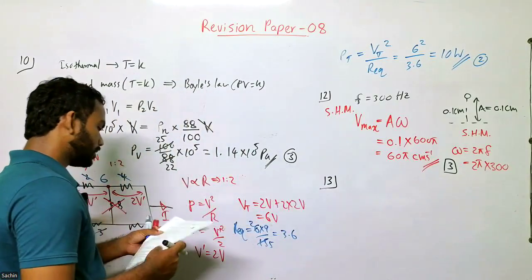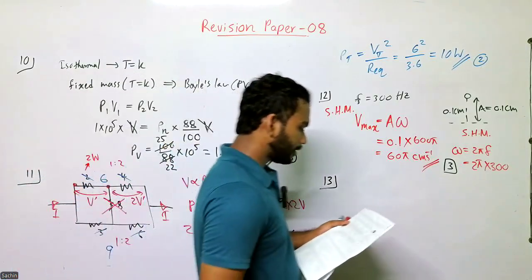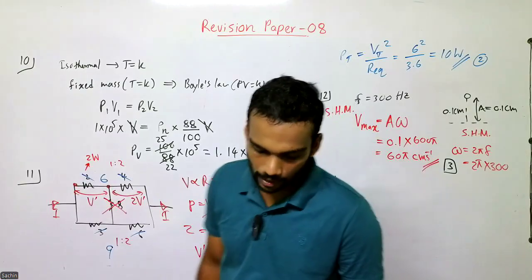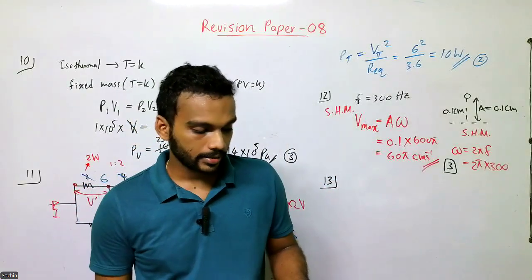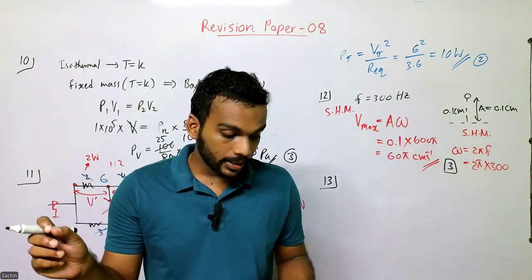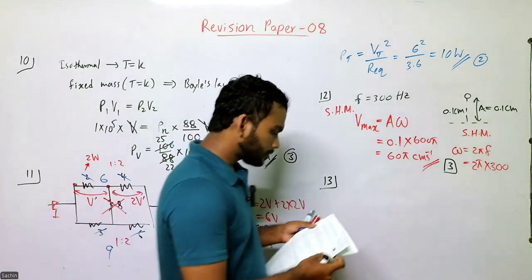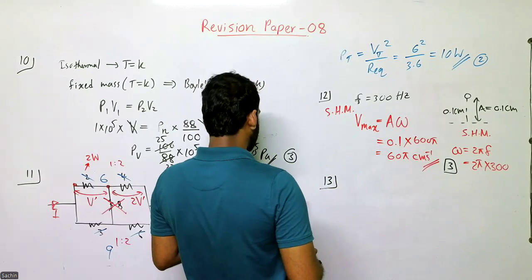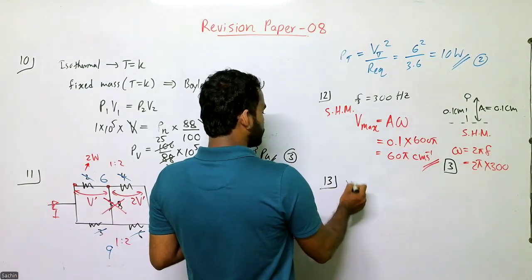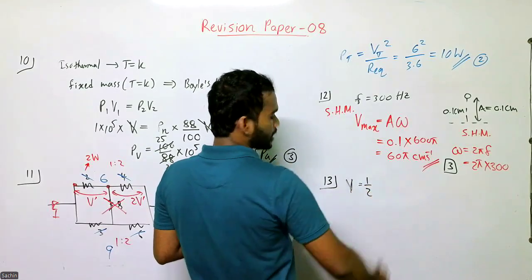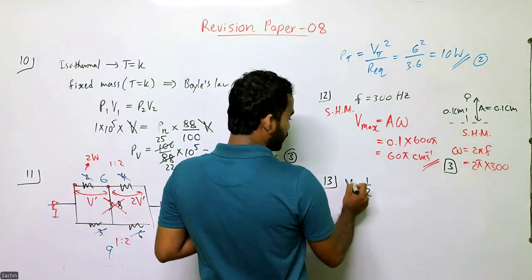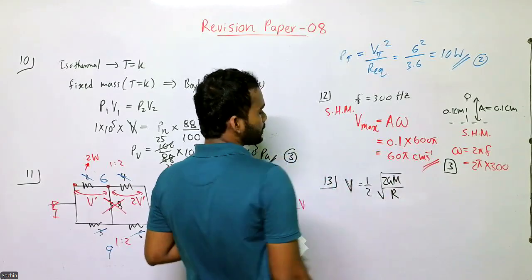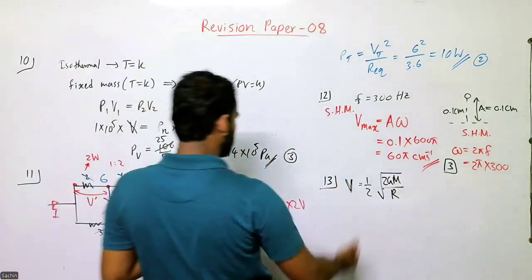13th. A rocket is projected vertically upwards from the surface of Earth with an initial velocity equal to half of the escape velocity. Interesting. If the radius of Earth is r, the maximum height it moves up is? What is the velocity given? Half of the escape velocity. If you remember the formula, the escape velocity is given by the square root of 2GM over R, where R is the radius of Earth. So half of that velocity.